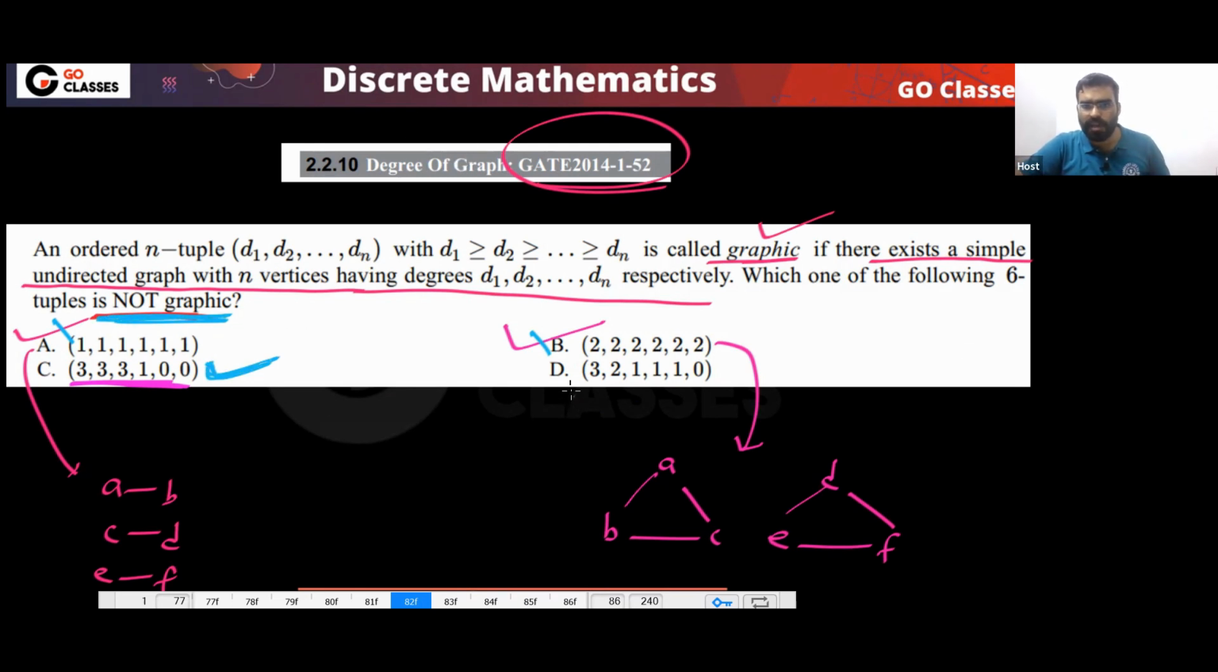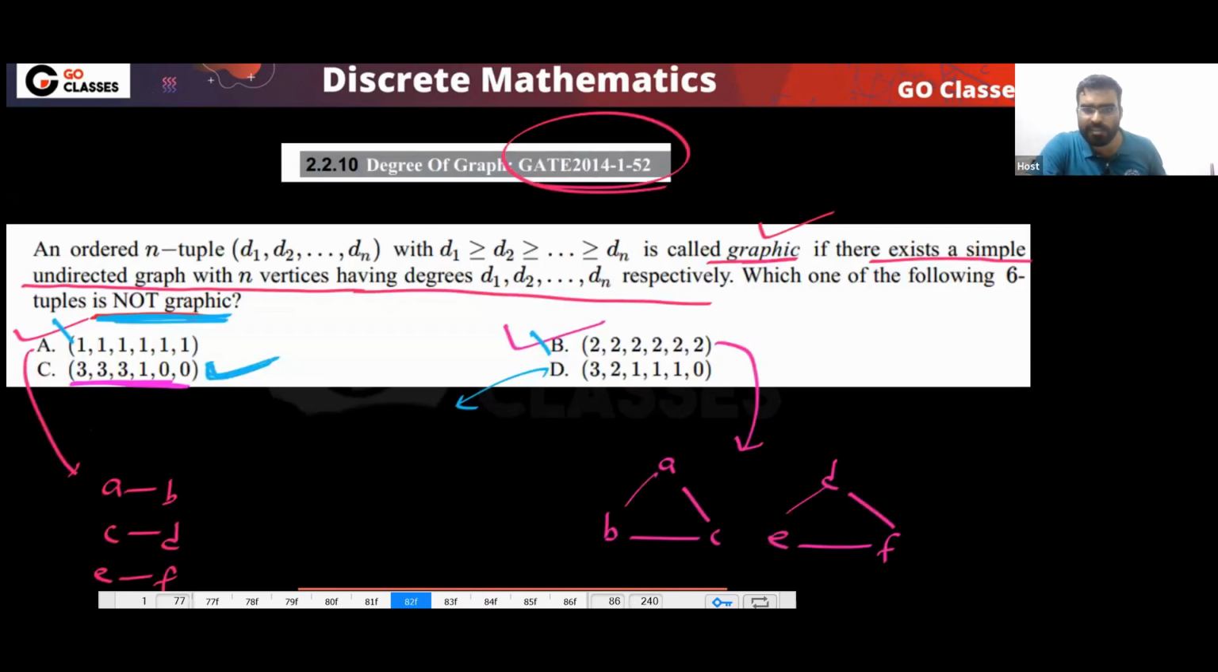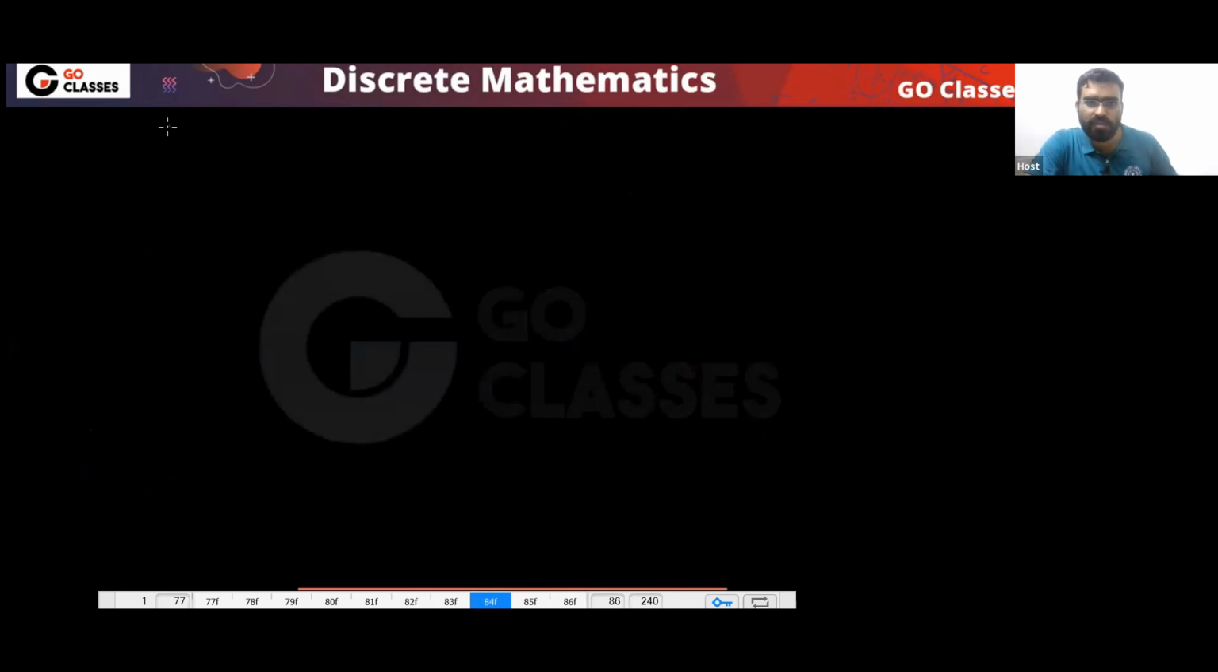Very simple. Now you can check option D. I think this will be graphic. Can you create a simple graph for this? Yes, this will be graphic. Just apply the Havel Hakimi: 3, 3, 2, 1, 1, 1. Delete the first 3, then 3, 2, 1, 1, 1, 0. Then from the next 3 vertices, you can delete 1 from each, so this will be 1, 0.